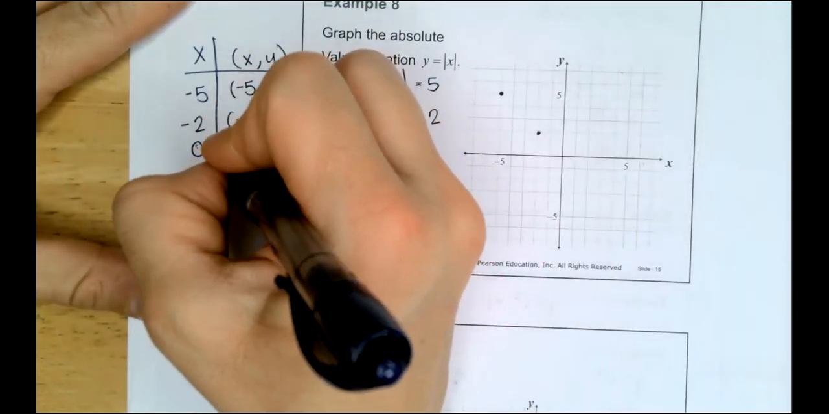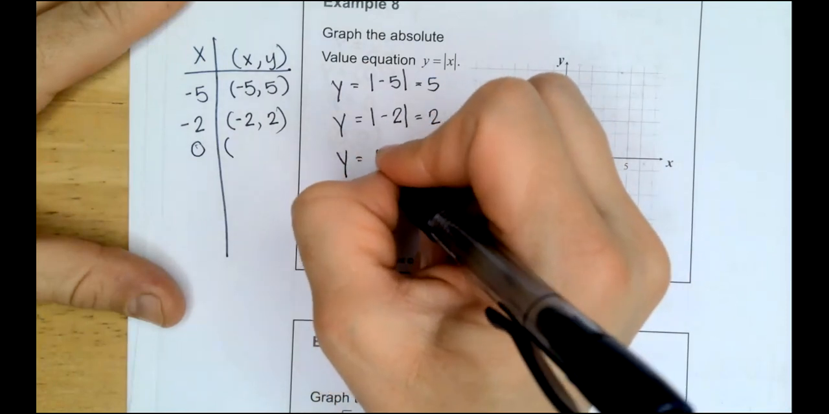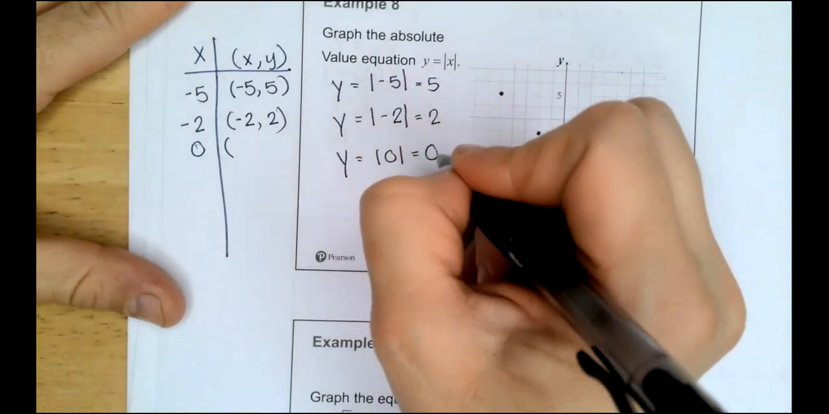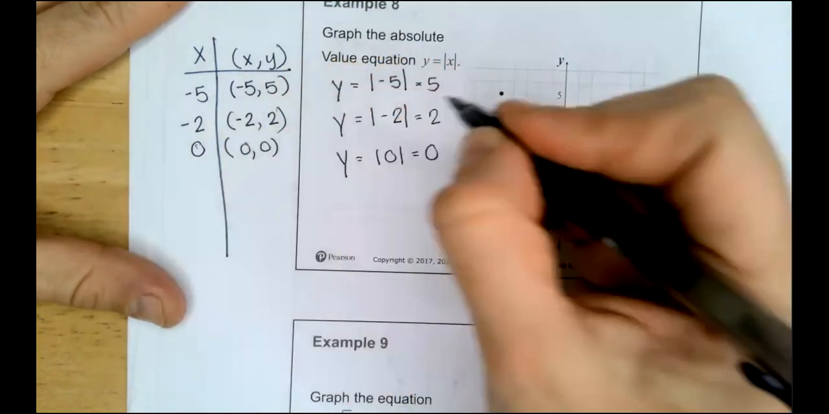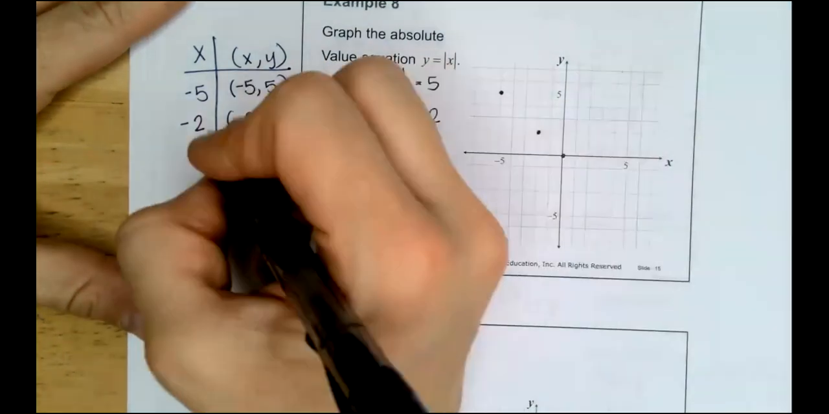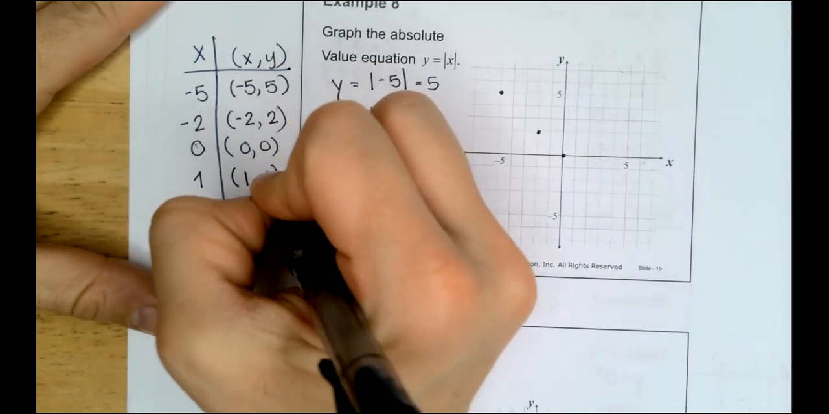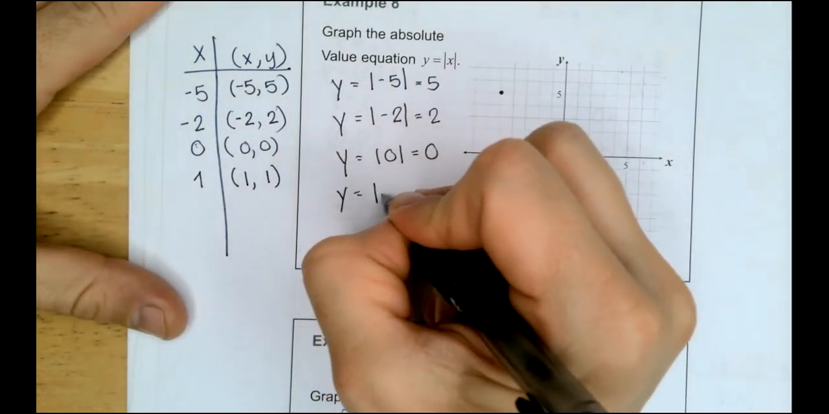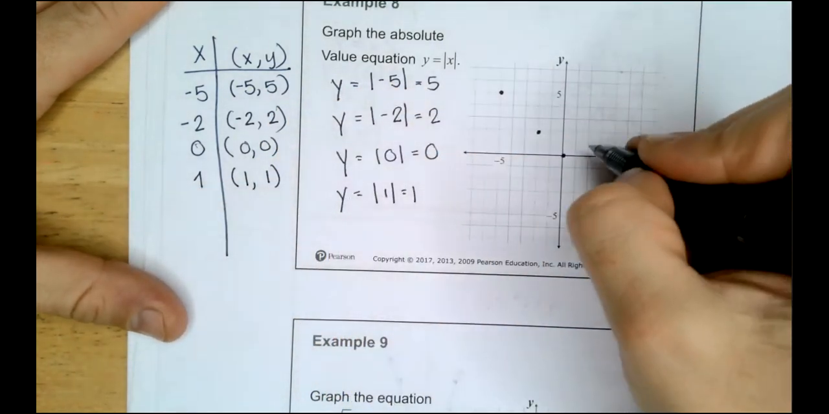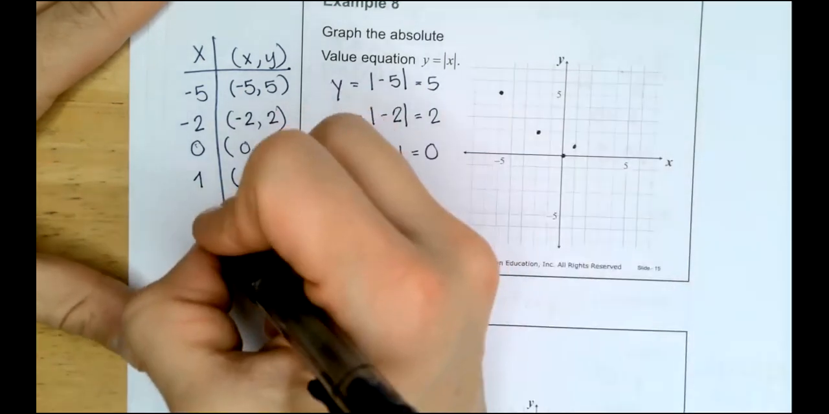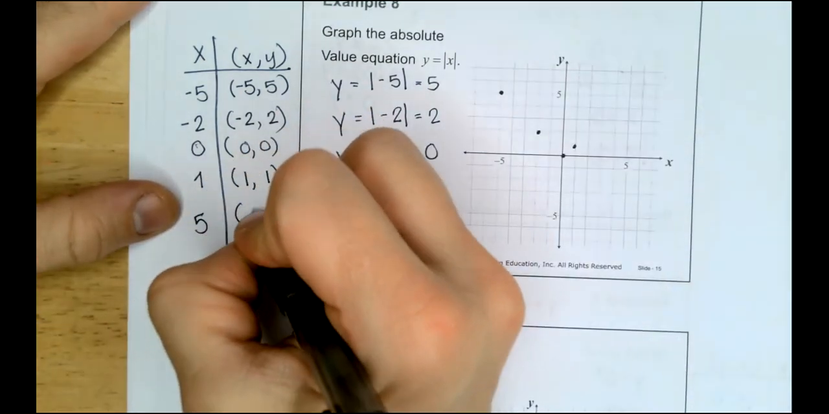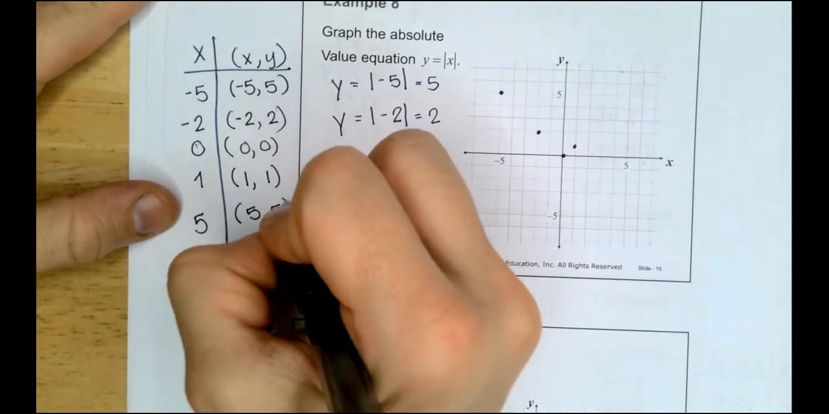When x is 0, what's the absolute value of 0? It's the distance from 0 to 0. It's 0. When x is a positive 1, y is the absolute value of 1, which is 1. So you can see that it's kind of making a pattern. If x is a positive 5, y is going to be a positive 5.